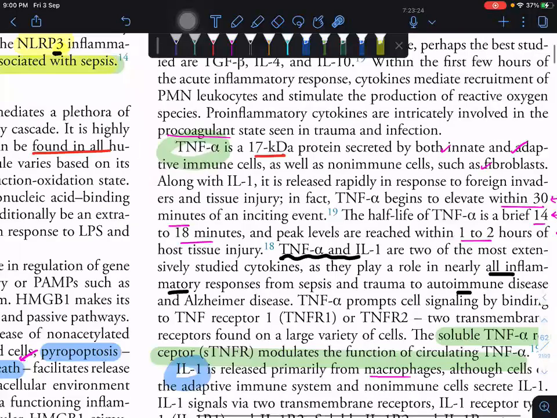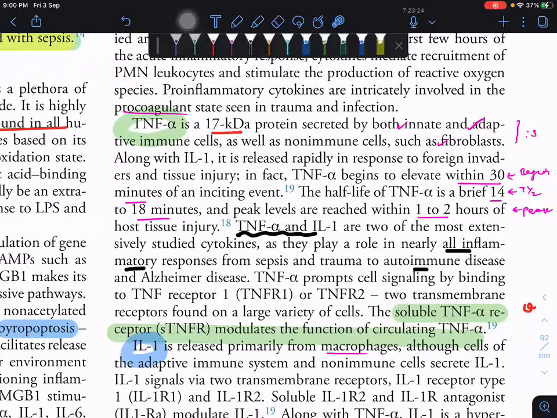Next we'll come to each and every individual cytokine. First we have TNF-alpha. We'll see about the source, half-life, and what are the functions of each cytokine. The source of TNF-alpha is both innate and adaptive immune cells. Most cytokines will come from the innate and adaptive immune cells only. No need to remember this in so much depth. But you have to remember about the half-life. It begins at 30 minutes of the response, 30 minutes of the injury.